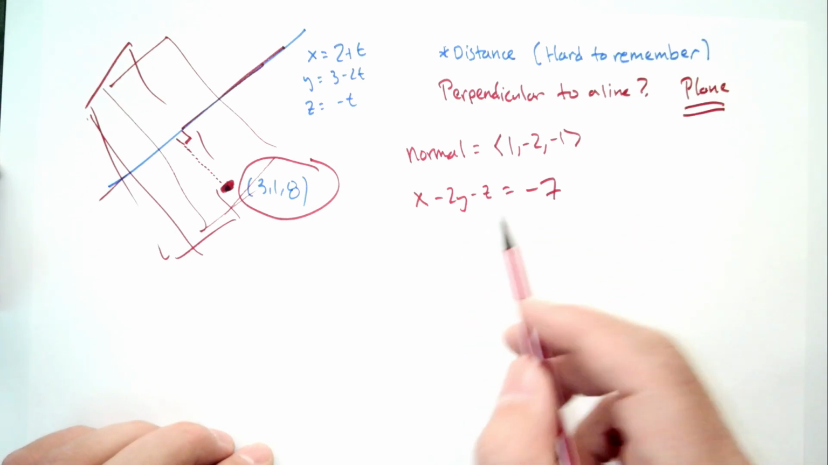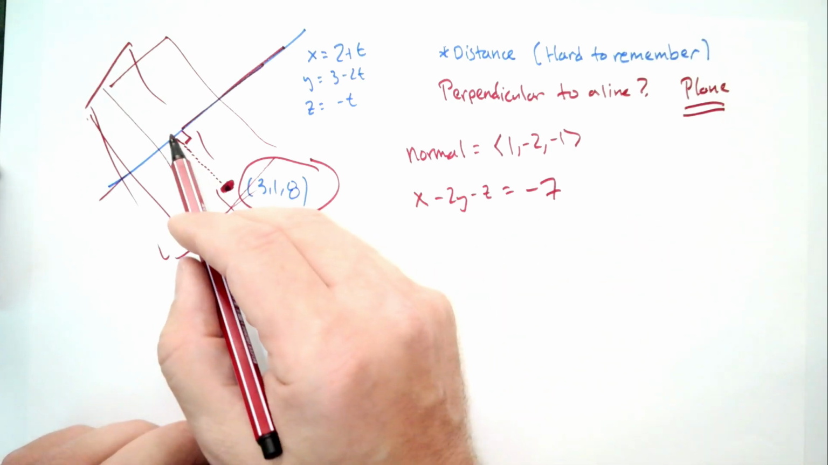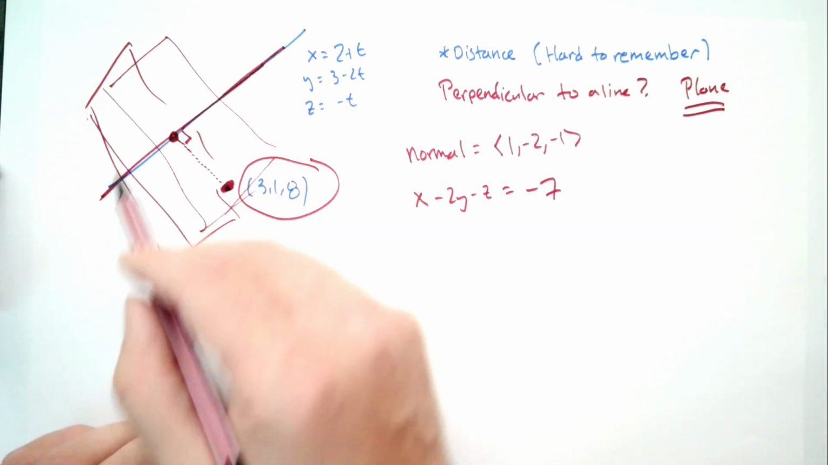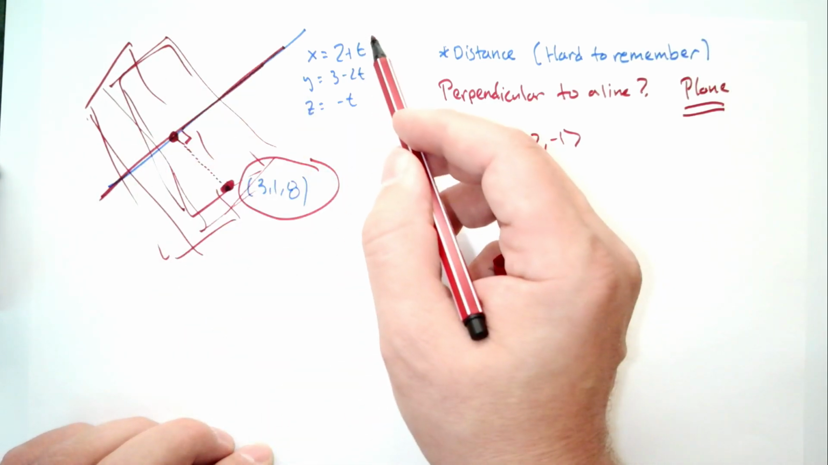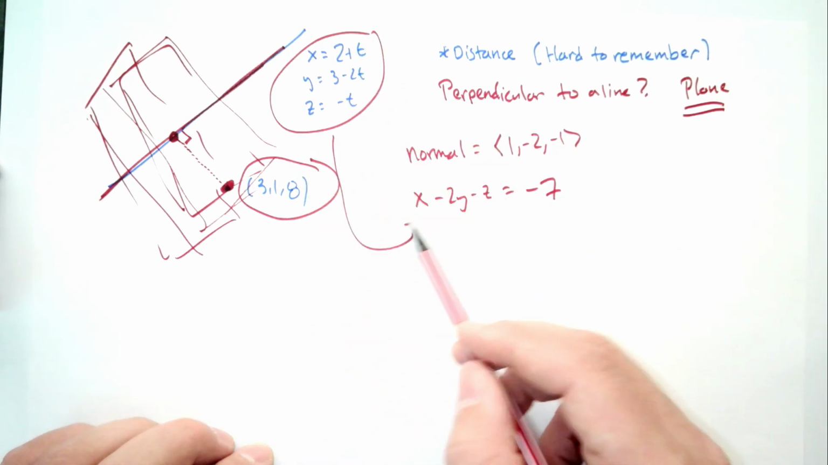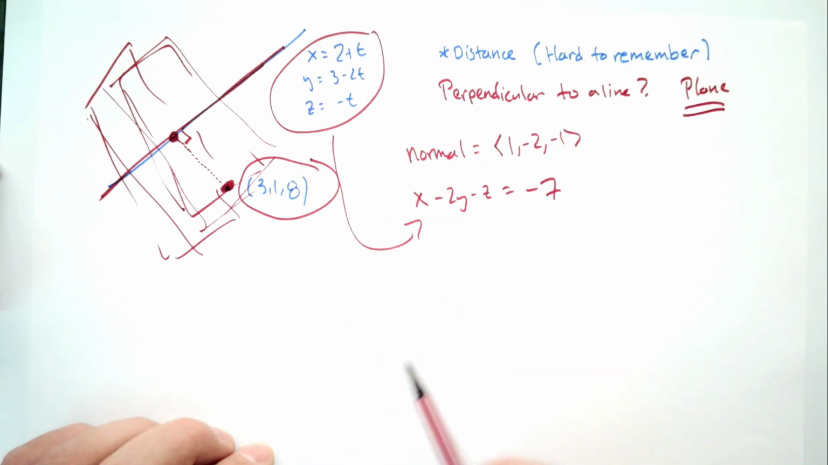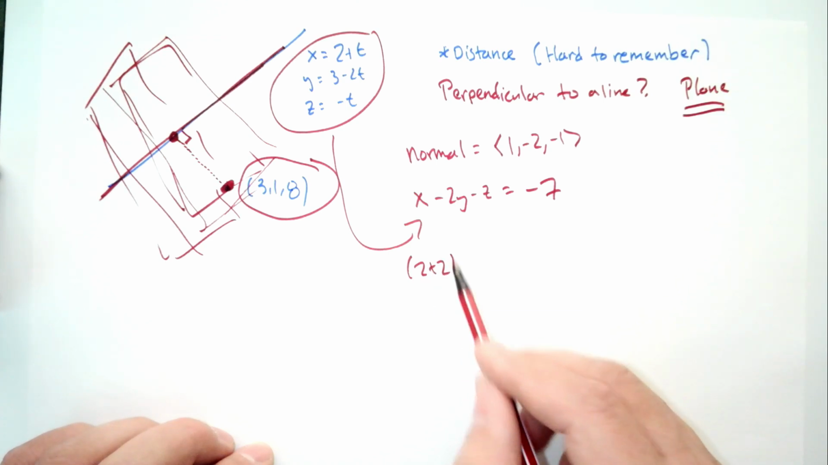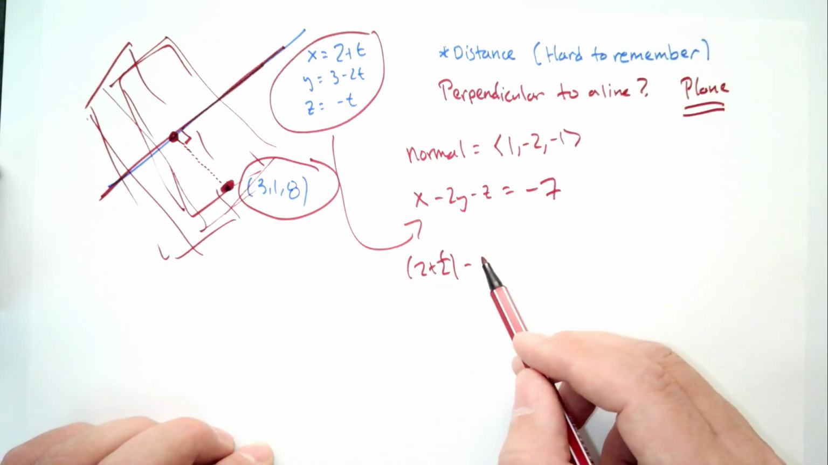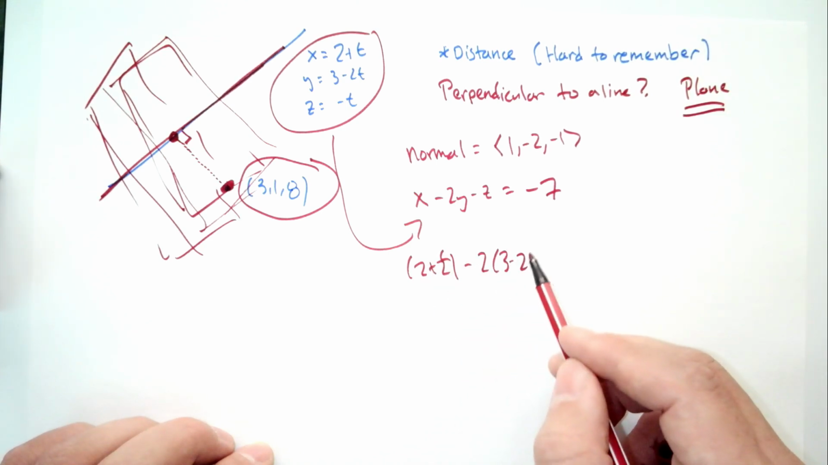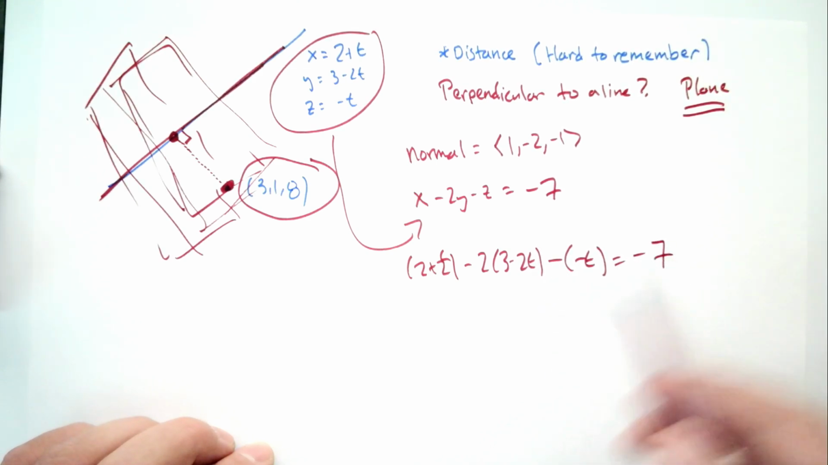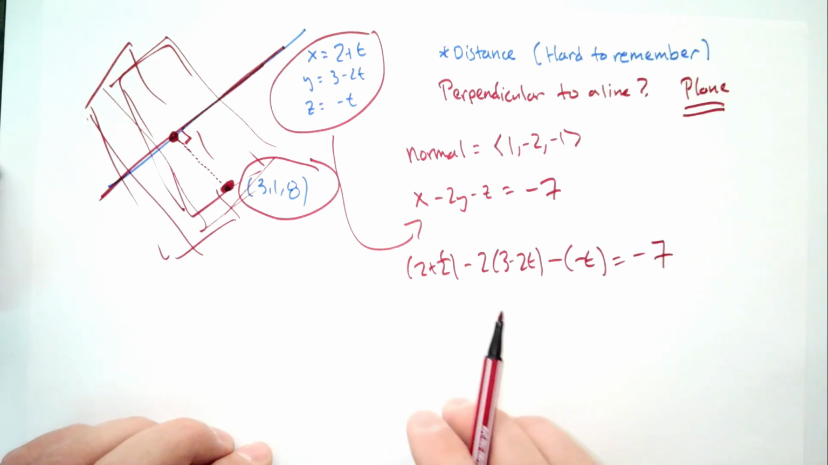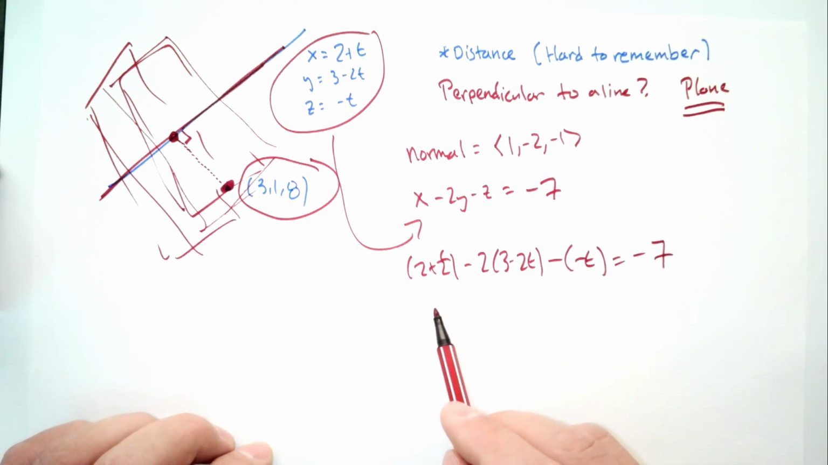Now you say, okay, there's my plane. And what I'm after is the point where this line intersects this plane I just found. That's my closest point. So throw in your equations for x, y, and z for the line. 2 plus t, that's a t, minus 2 times 3 minus 2t, minus t equals -7.